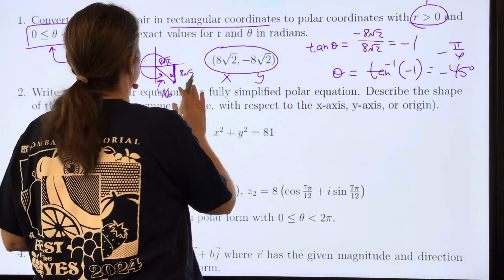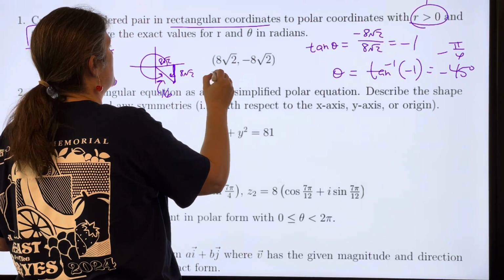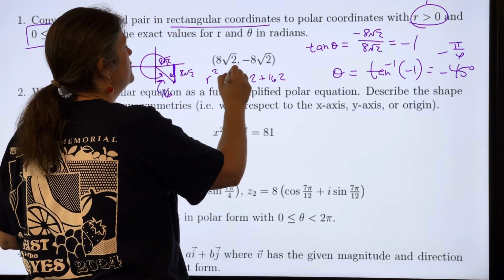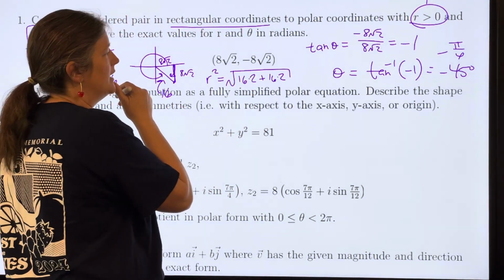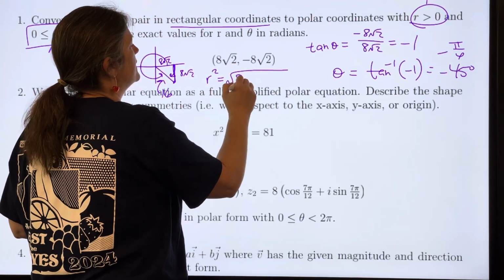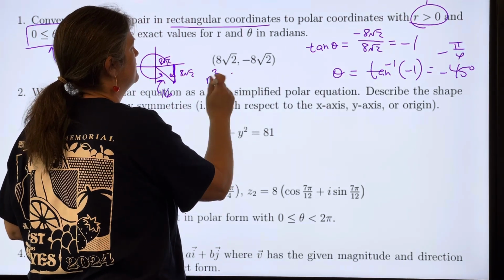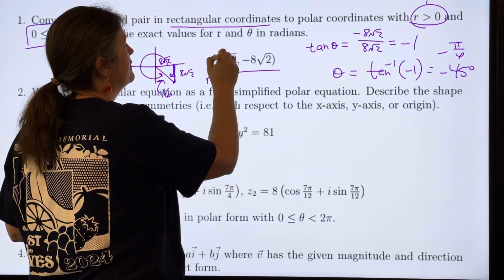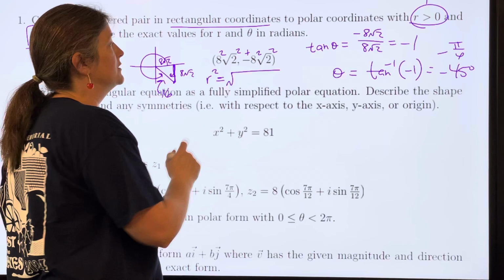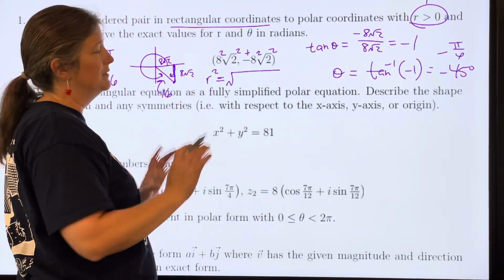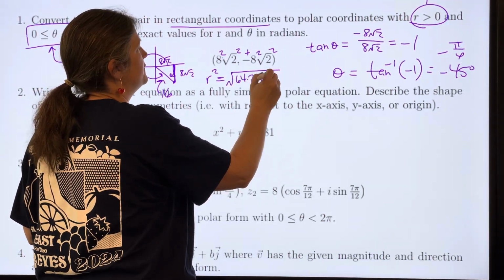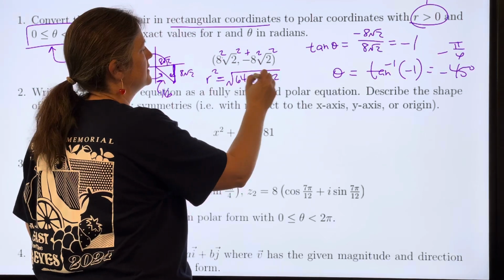R squared will equal the square root of 16 times 2 plus 16 times 2, and I can see that... oh sorry, what am I doing? 8 squared is 64. 64 times 2, square root. Okay, I'm going to square this, and add it to the square of this and the square of that, because squares distribute across multiplication, and that's what this is. 8 times root 2 means I'm going to square the 8 and square the root 2. So I'm going to have 64 times 2 plus 64 times 2.